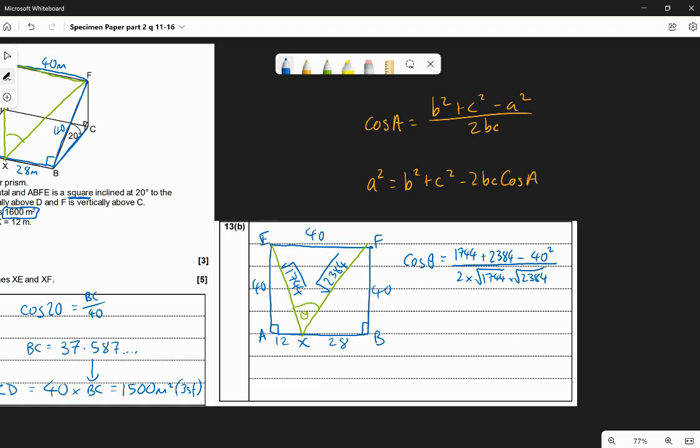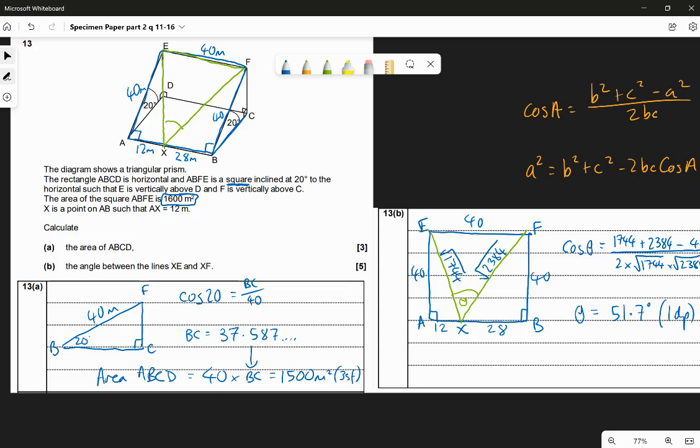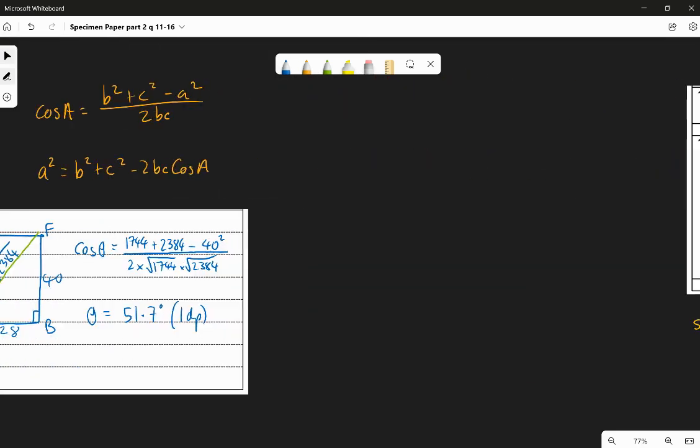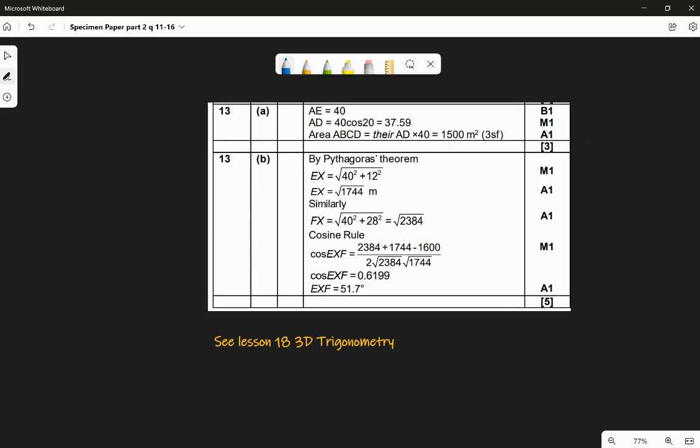So I find cos theta by plugging that into my calculator, and then I do the inverse of cos of that answer, and that gives me 51.7 degrees to 1 decimal place. Okay, so that is the angle between lines XE and XF. So let's have a look at the mark scheme. There we go. And if you want more practice on this, have a look at lesson 18, which is on three-dimensional trigonometry.